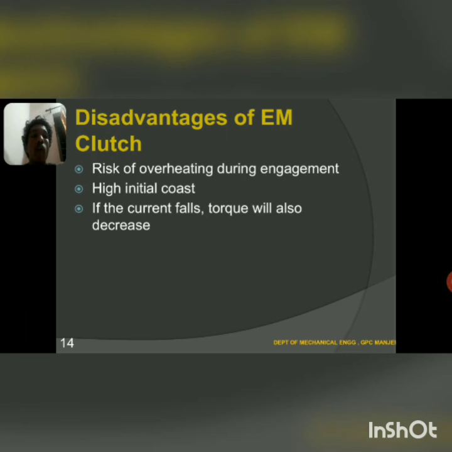Disadvantages of the electromagnetic clutch. There is a risk of high heating during engagement. The electromagnetic clutch has a high initial cost. If the current falls, torque will decrease.